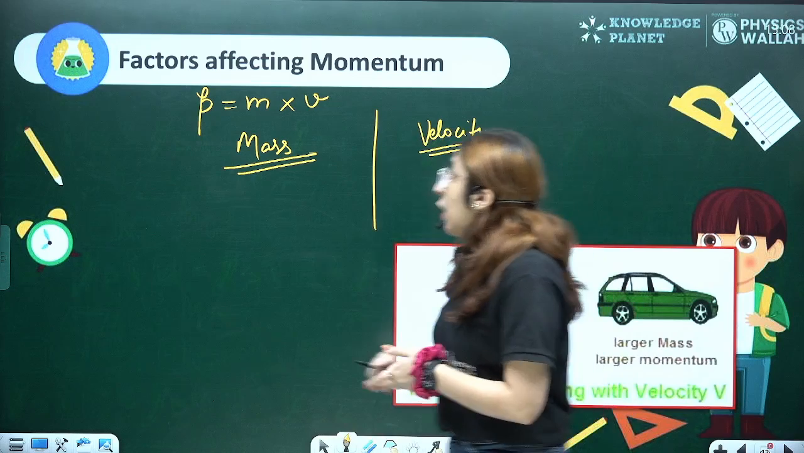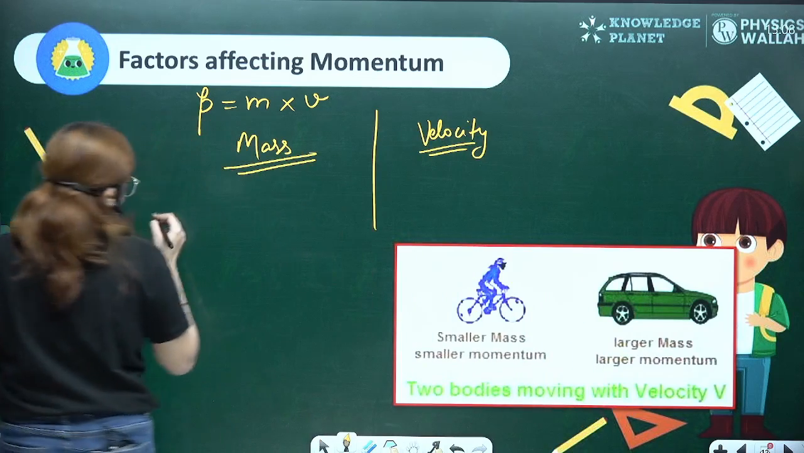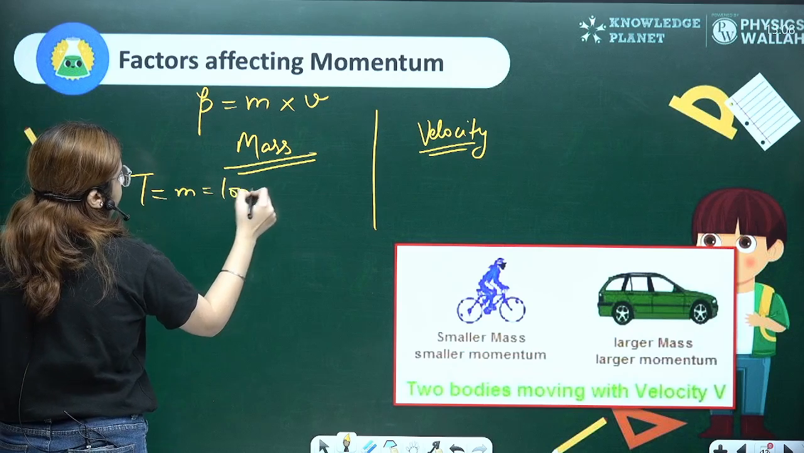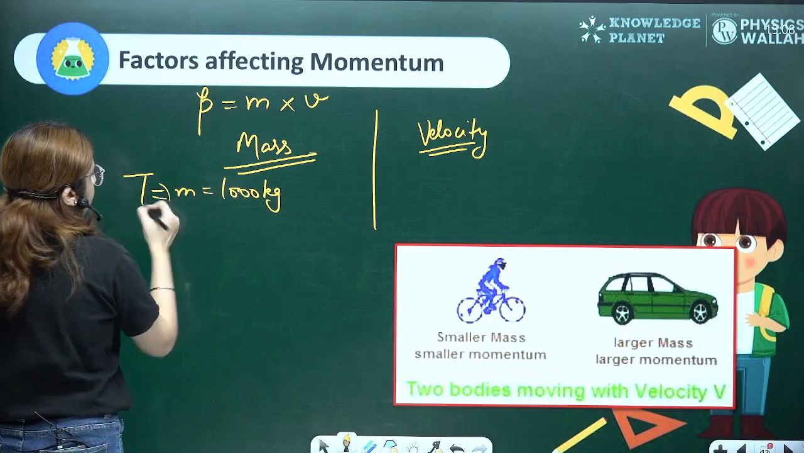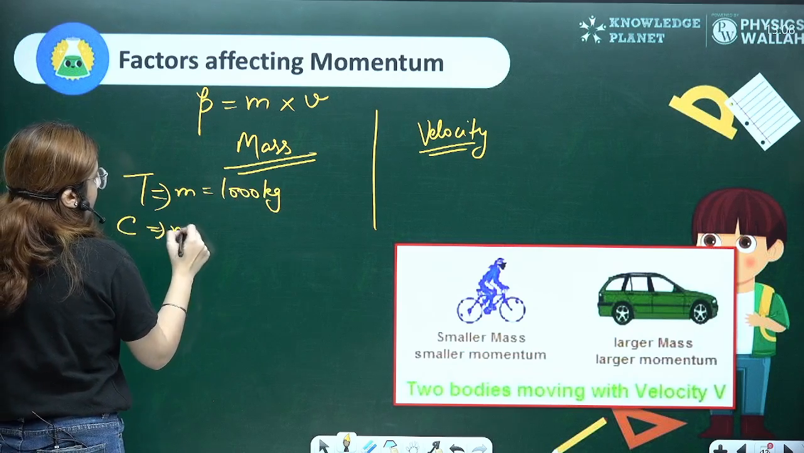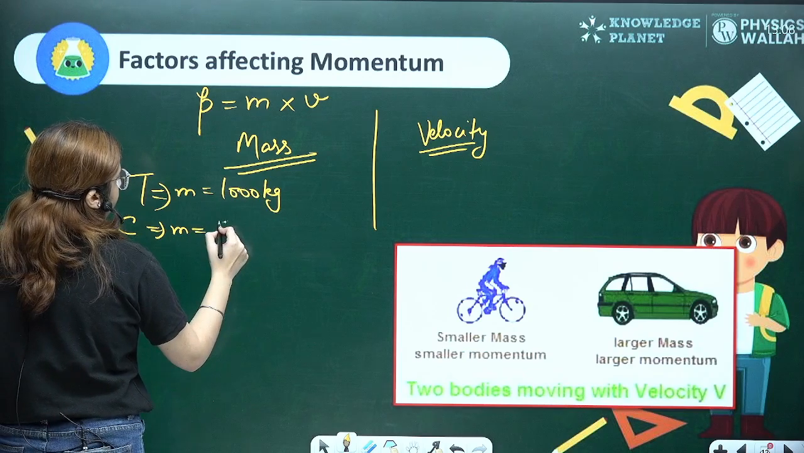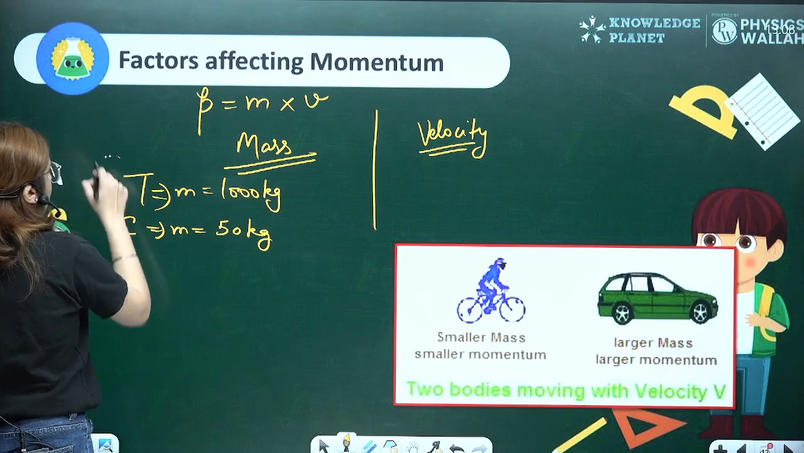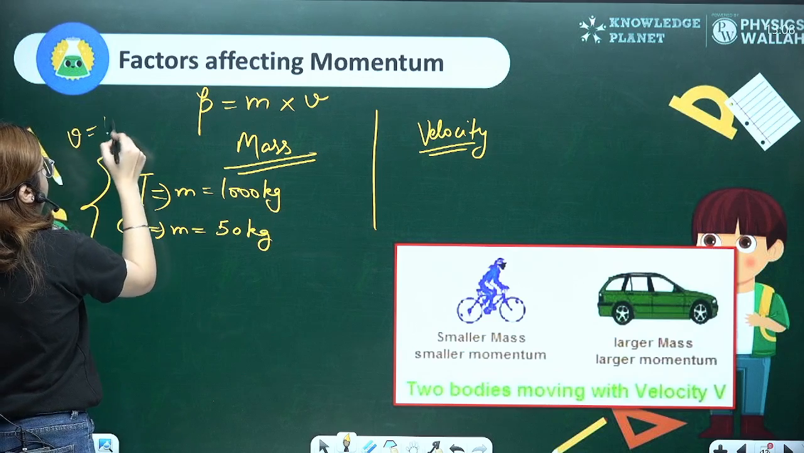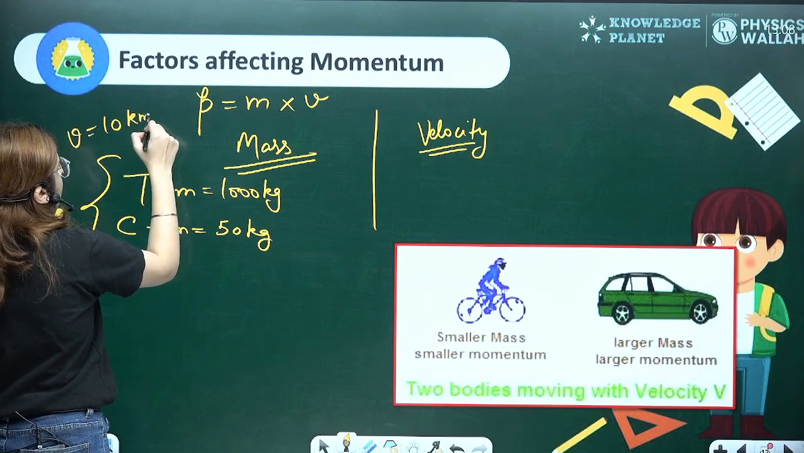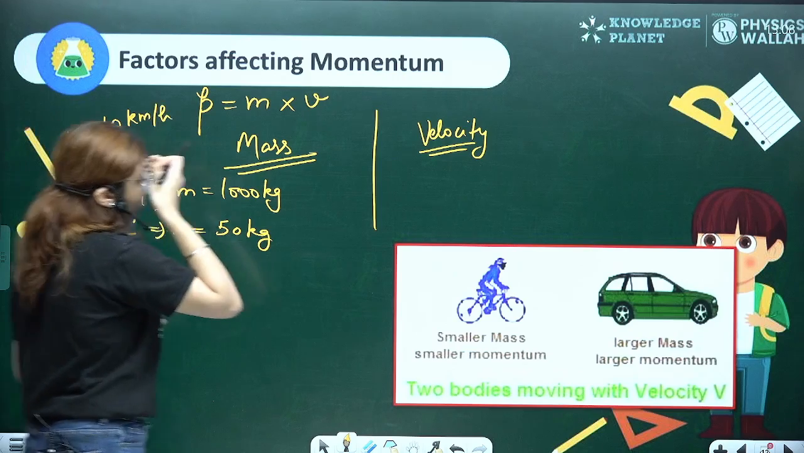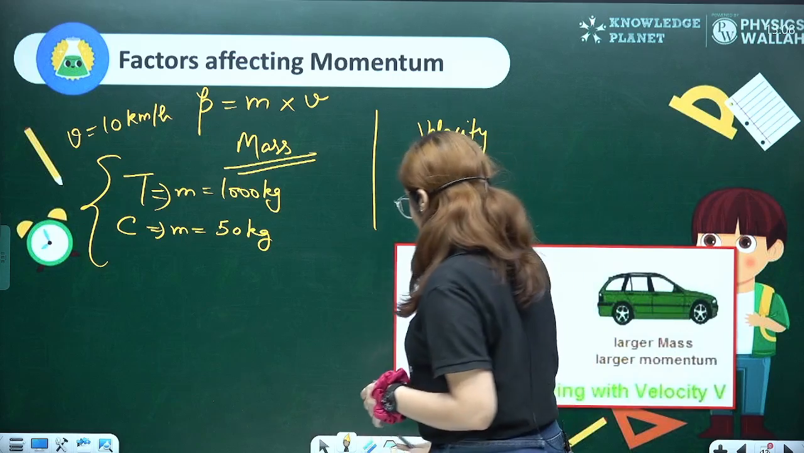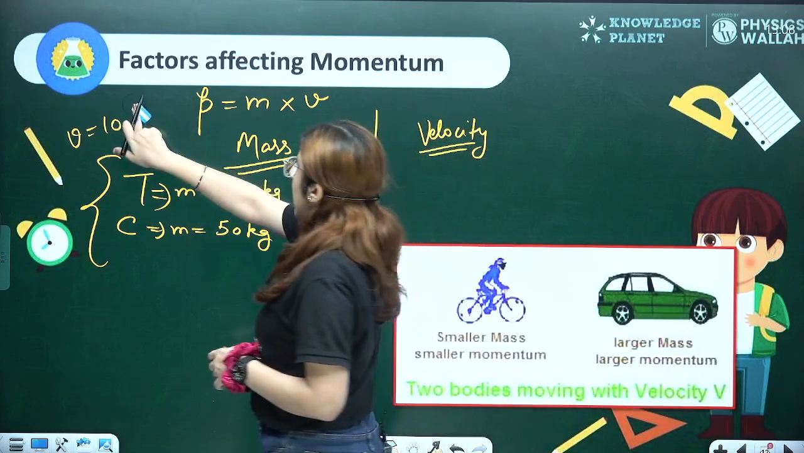Have a look over here. Say there is a truck with a mass of 1000 kg, and there is a cycle with a mass of, let's say, 50 kg. Both are coming with a velocity of 10 kilometer per hour. Or let's say 10 meter per second, you will say, no ma'am, kilometer per hour.